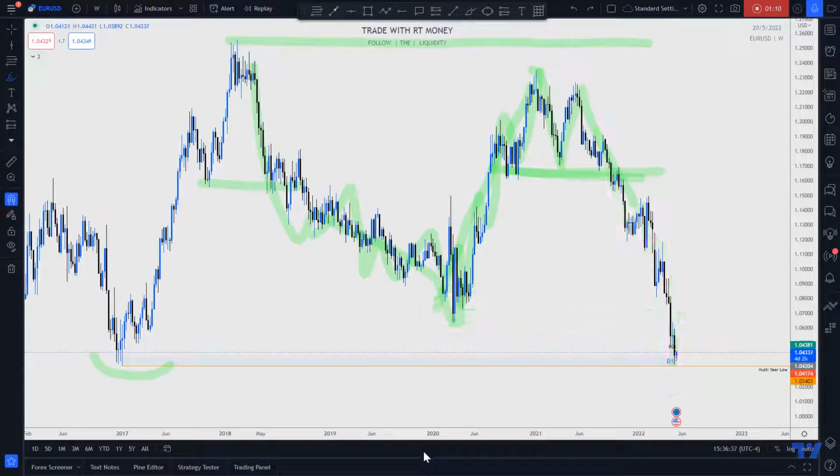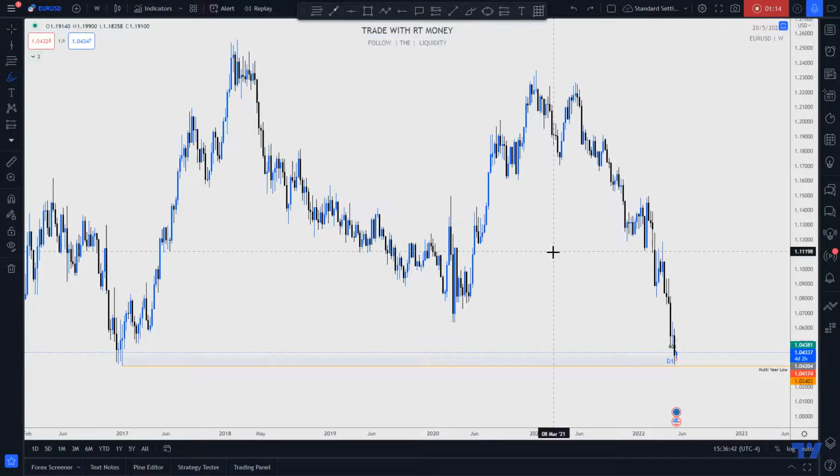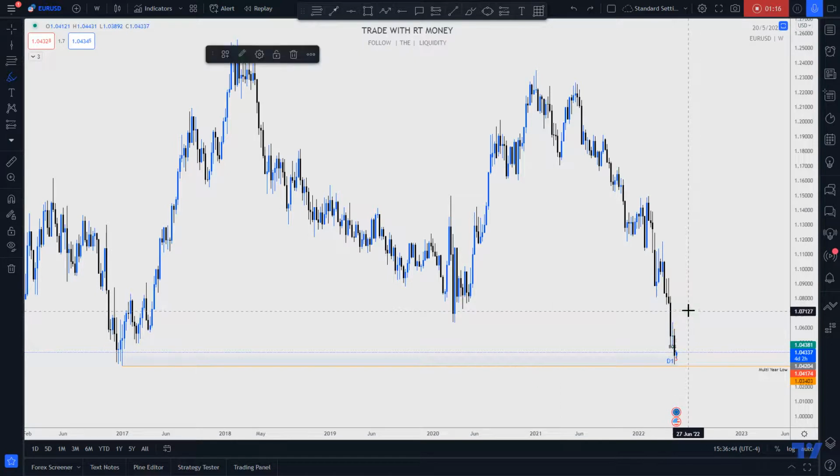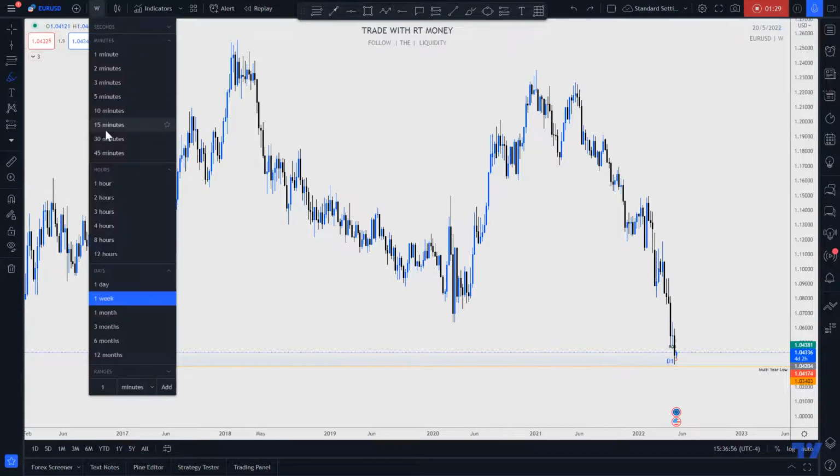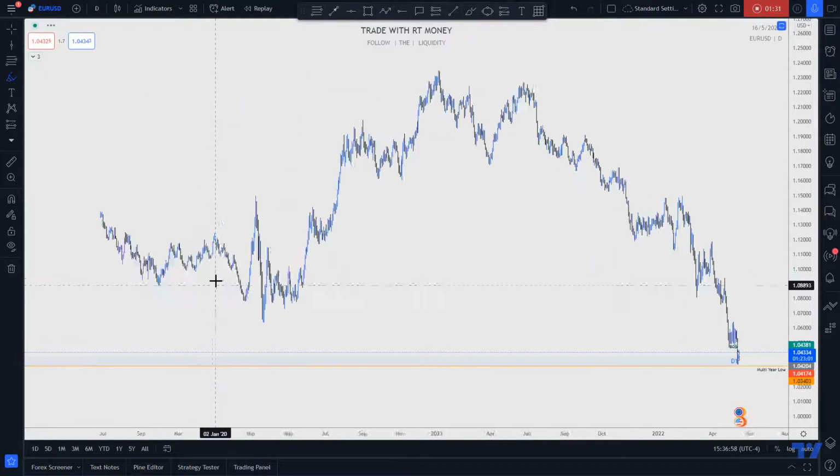Now, that being said, we are on the weekly, we are bearish. You can see how much momentum to the downside we got there. Now, I have highlighted a zone here.